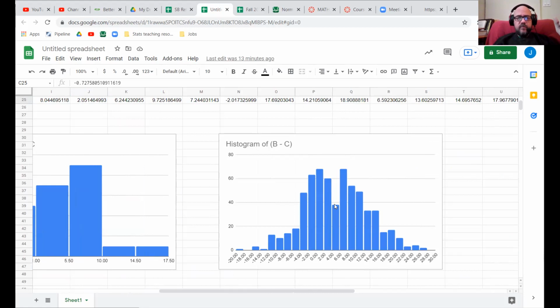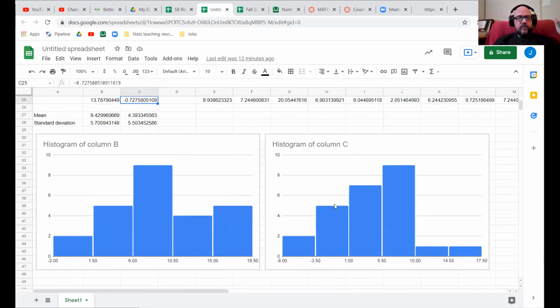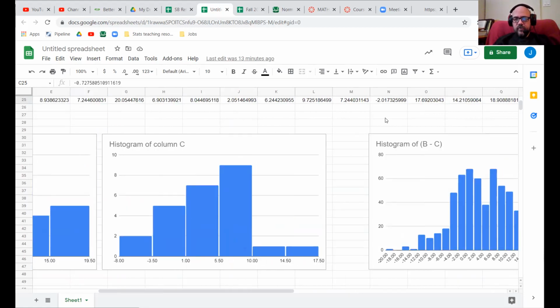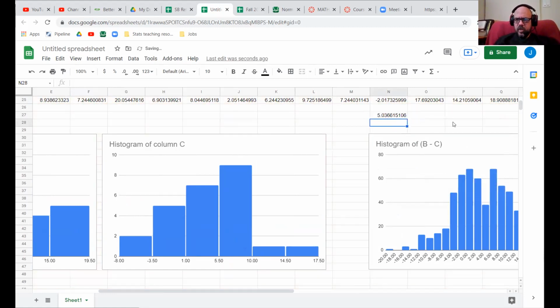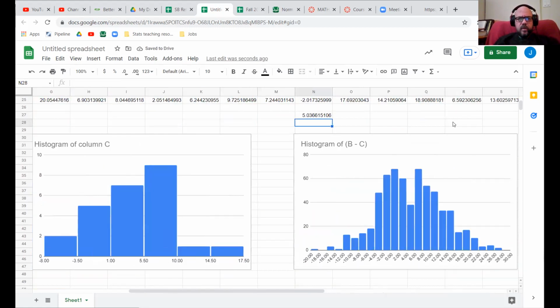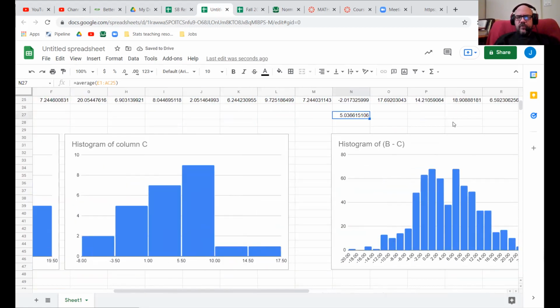In fact, we can find the mean and standard deviation of those. So the mean goes here. We'll do equals average of E1 through, I believe, AC25. Let me make sure I got that column right. Yeah, it was. And so there is the average. That's the average of everything in there.